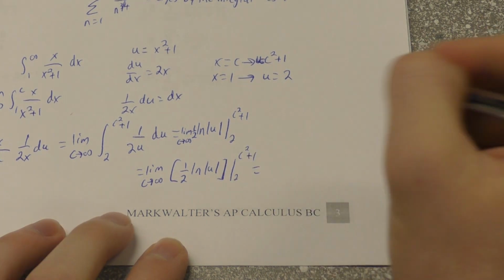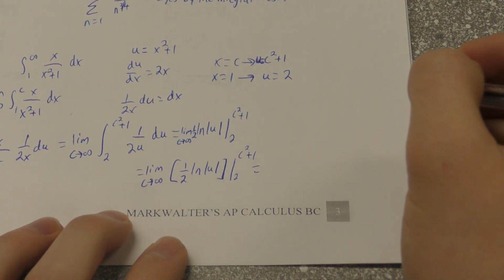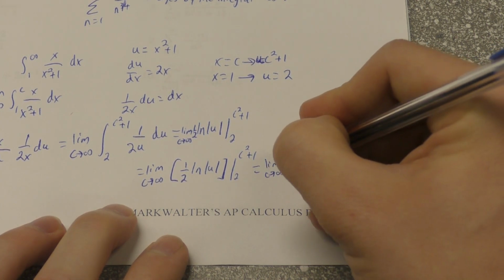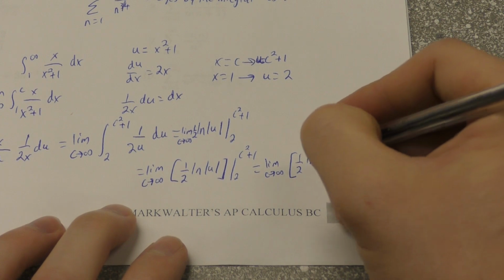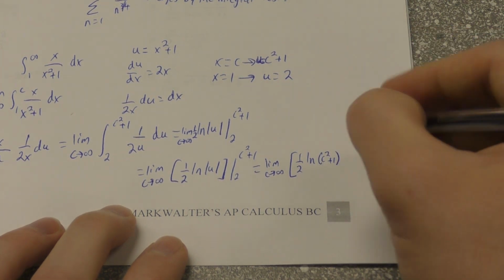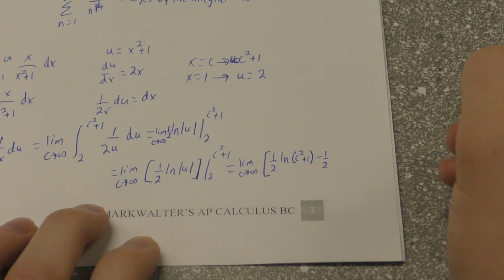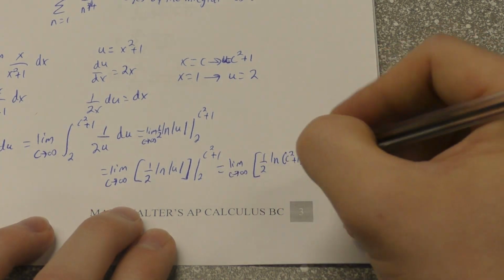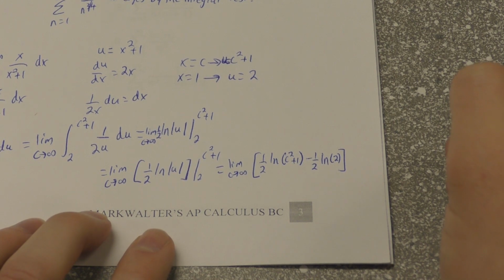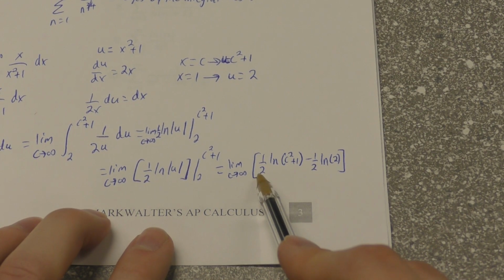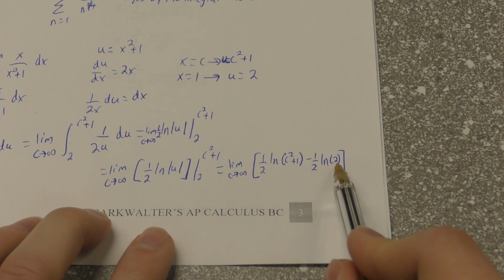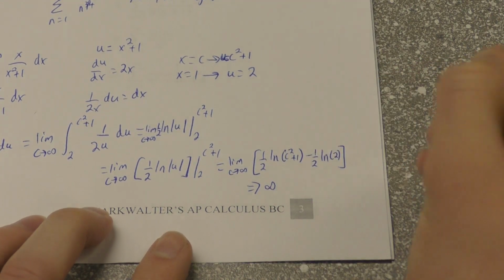All right. So I plug in my endpoints, keep my limit, and I get half natural log of c squared plus 1, which will just stay positive there, minus half times, let's see, when I plug in 2, that'd be the natural log of 2. All right, so what's going to happen? Half natural log of c squared plus 1 as c goes to infinity. That's going to grow. This is going to stay finite. So my limit approaches infinity.